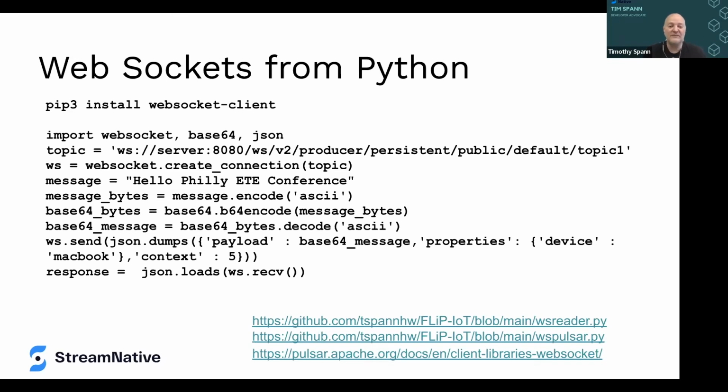Produce to that. I've got to encode the message in ASCII, then base64 encode it, and then put that inside of a bigger JSON string with as many properties as I want in there. Pretty straightforward. And then it's going to give me the results of that in JSON, and I could parse that.